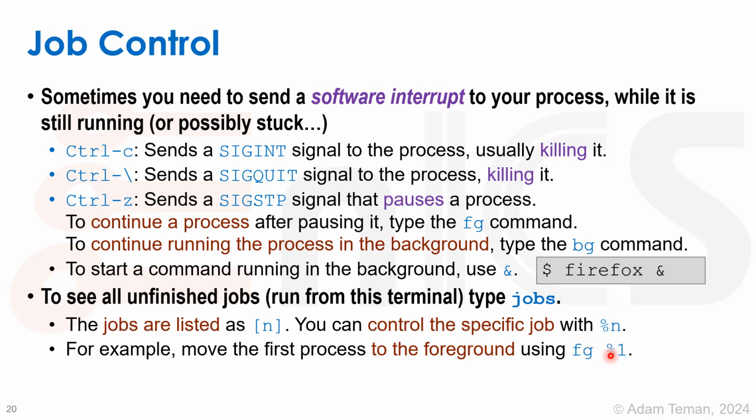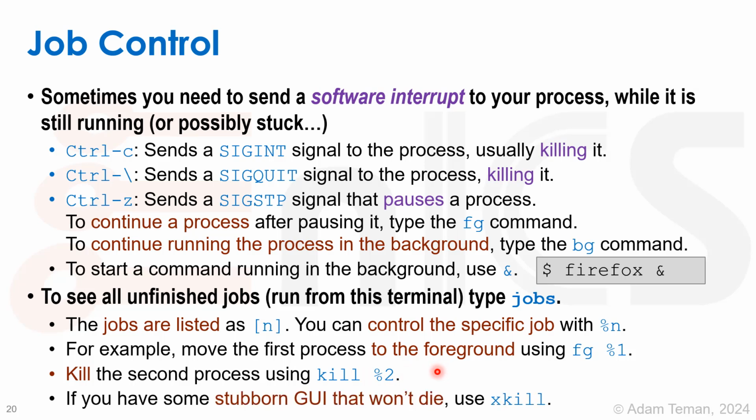So again, we can move a certain process to the foreground by doing FG and the number of the process, or we can kill it by using kill and the number of the process. And sometimes the killing doesn't work. Often kill -9 is like a forcible kill. So what we can do is use a program called xkill, which actually allows us to point at a window, and the desktop manager will often be able to kill the process. Be really careful when you use these things.